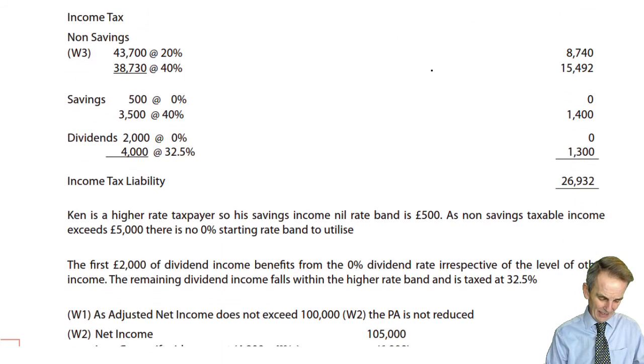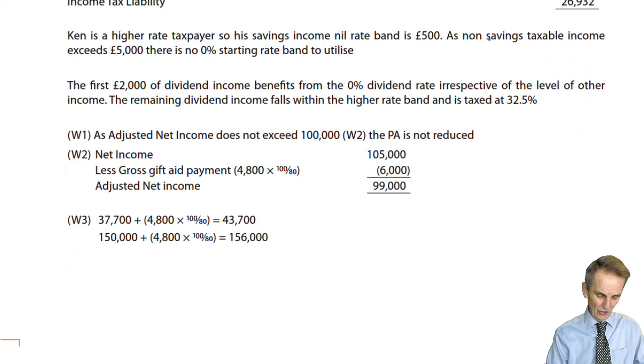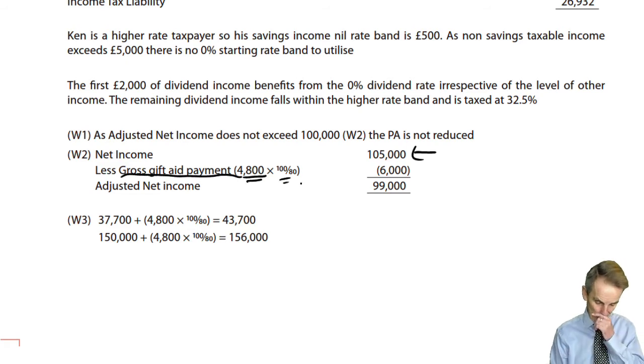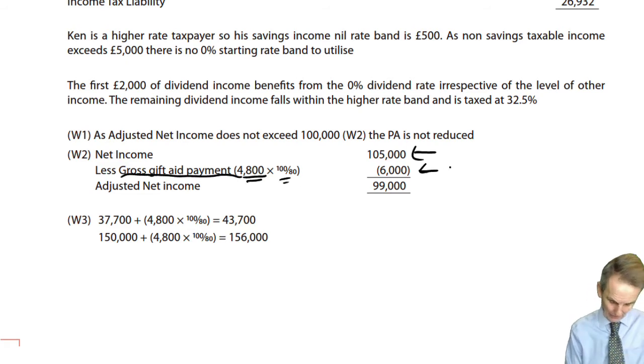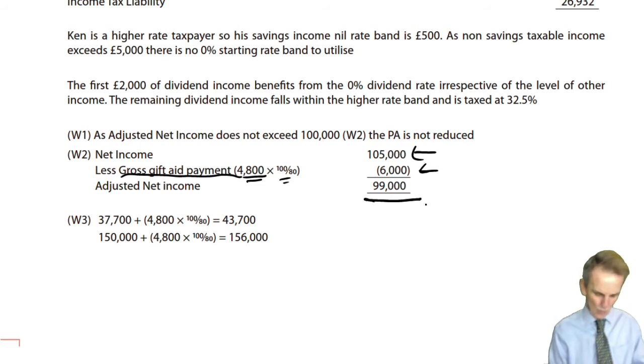But remember what the calculation is in relation to adjusted net income. It is your net income, 105,000, less the gross gift aid payment. That, as we knew, was 4,800 times 100 over 80. That is £6,000. And, ooh, look, we have adjusted net income of 99,000.